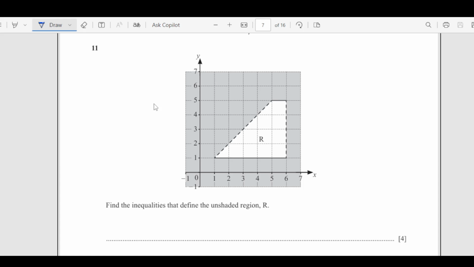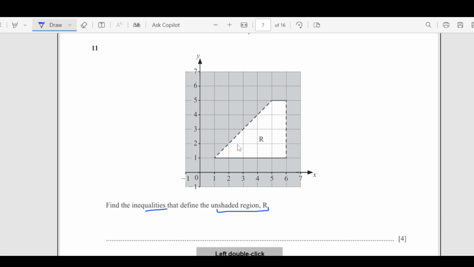So let's start. Number 11, we have this diagram here. Find the inequality that defines the unshaded region R. This is the unshaded region here. This is a 4 marks question, so there should be at least 4 inequalities.